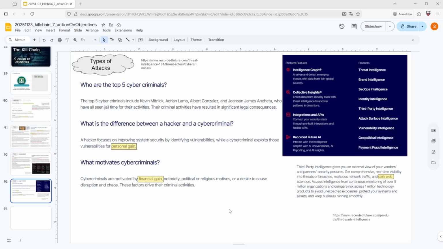This is meant by religion, or a desire to cause disruption and chaos. Yes, so Anonymous, for example, this hacker group. I feel like sometimes they just want to make chaos, because it's not always financial gain. The Anonymous group is very unpredictable and they have elite hackers in their groups. So if Anonymous targets you, it's almost like a state-sponsored hacker. They are very, very sophisticated in what they do. You can only hope not to end up in their crosshairs. Yeah, these factors drive their criminal activities.